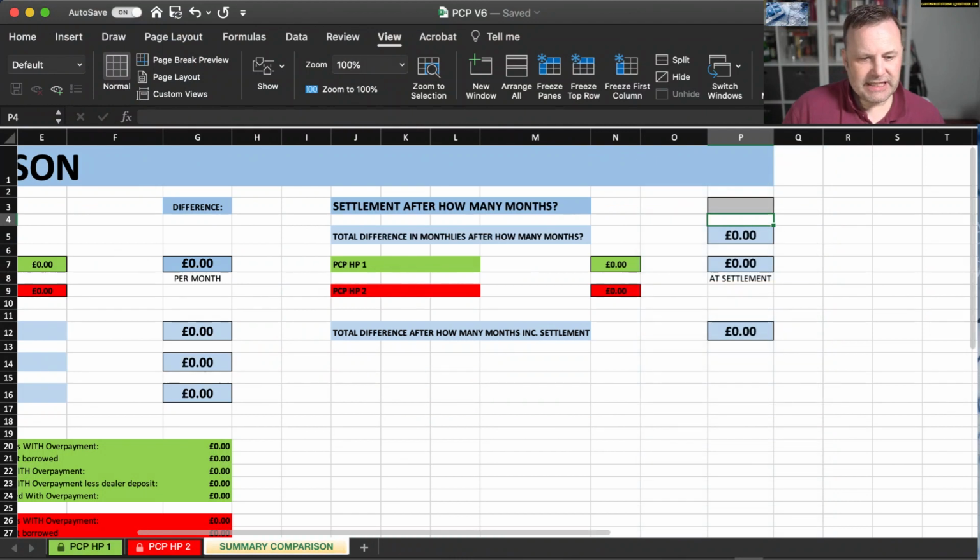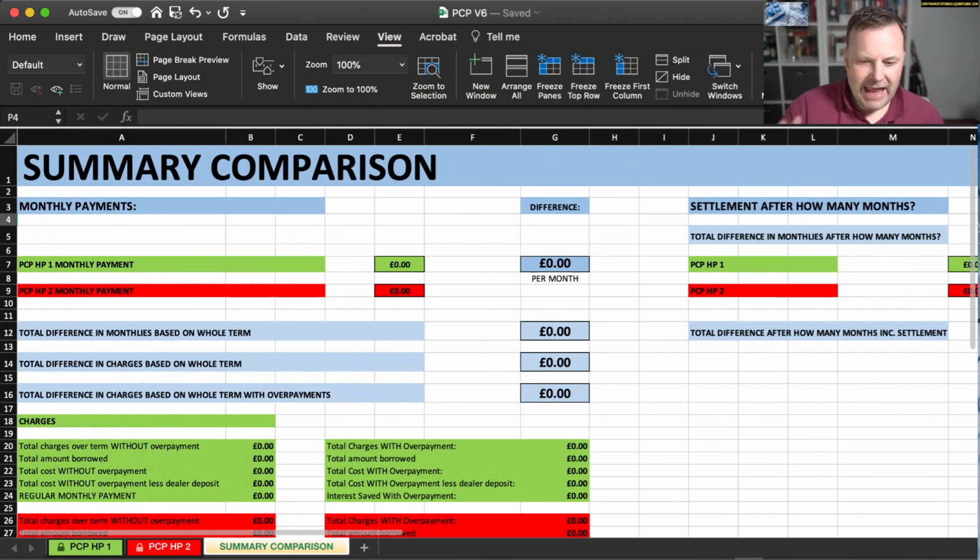And version 6, which we are now on, has seen me add a comparison tab, which basically enables us to compare everything on two different quotes. So rather than trying to manually calculate differences and that kind of thing, this new tab does it for us.